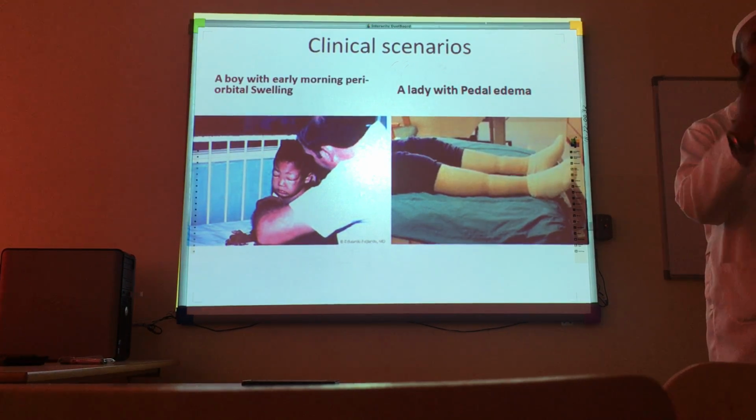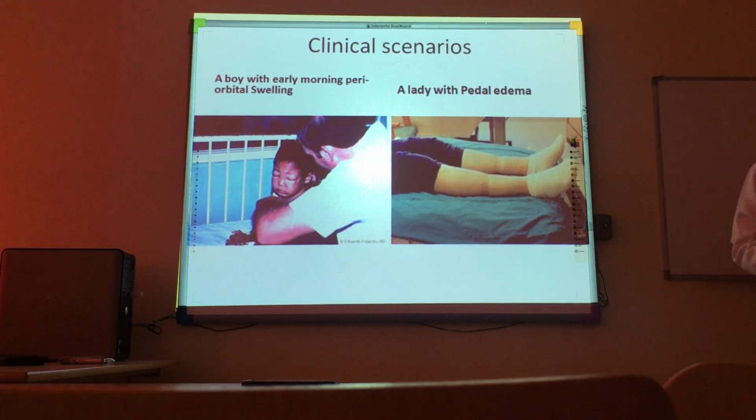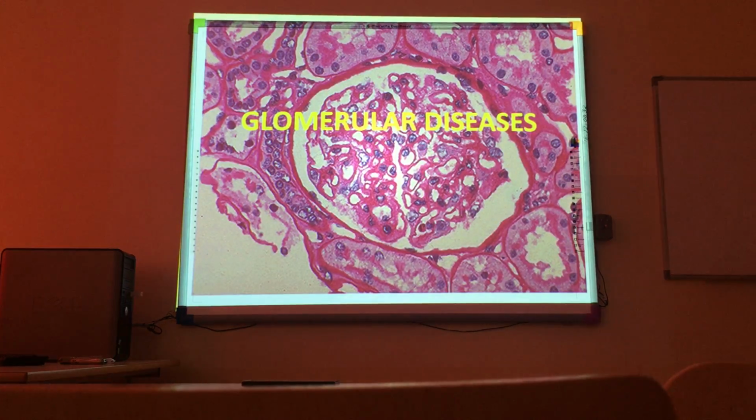But this minor amount of edema or swelling is okay. There is no problem. But once it is so severe, you can see the boy cannot open his eyes. It's very significant. So we will see in which particular disease this can be seen.